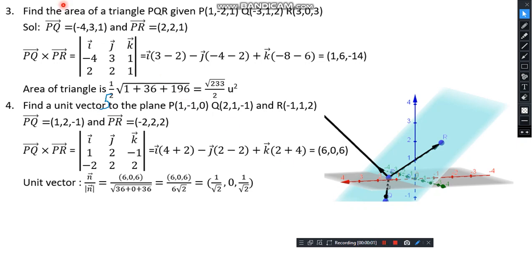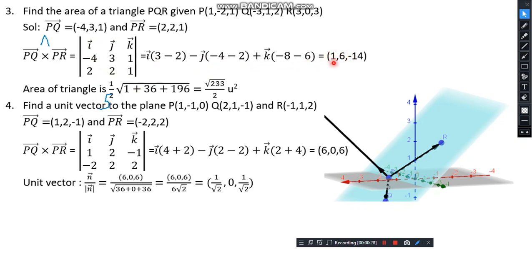Now we're going to continue. Find the area of triangle PQR given P, Q and R. So what do we do? We do the cross product of PQ with PR, PQ cross PR. Let me remind you, you can also put it like this, PQ cross PR. It's a vector, as we said, this is PQ and this is PR. Directly i, so 3 minus 2, minus j, 4 minus 2, plus k, 8 minus 6.